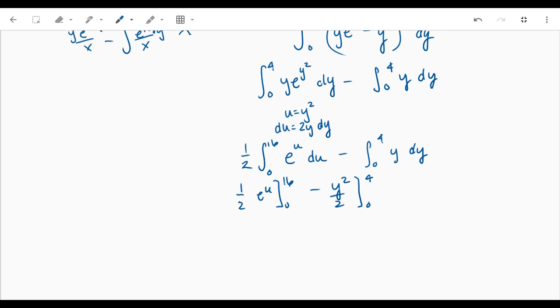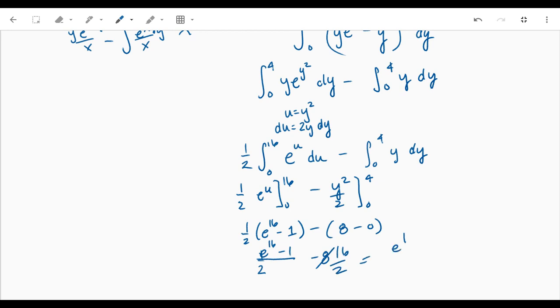Okay, so 1/2 times (e to the 16 minus e to the 0, which is 1), minus 16 over 2, which would be 8, minus 0. Okay, so I've got 1/2, let's see, I like to make it one expression. So I'm going to do e to the 16 minus 1 minus 8. So I'm going to change that to 16 over 2.